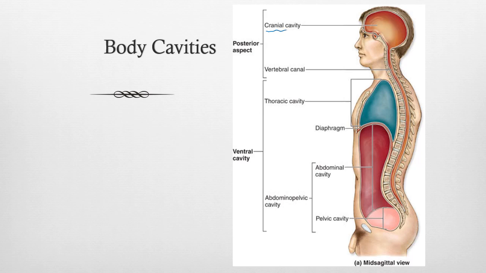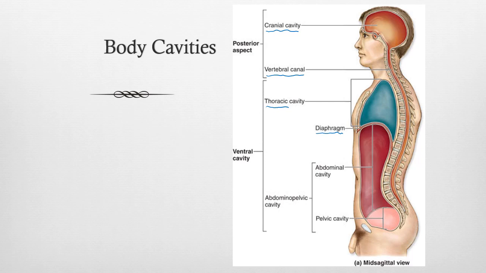So it contains the cranial cavity where the brain is housed, and it contains the vertebral canal where the spinal cord is housed. The ventral cavity contains a combination of structures that are all within the torso. And so we have the thoracic cavity, which is separated from the abdominal cavity via the diaphragm.